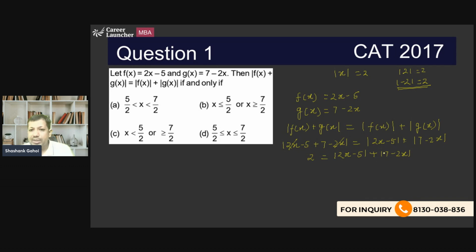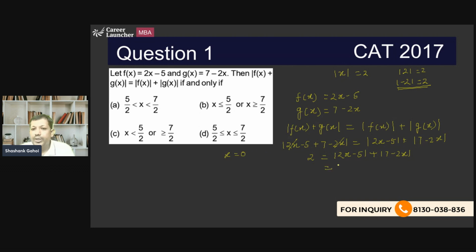Now, we haven't studied mod. Even if we have studied mod, this question is not going to be very easy. So everyone's stuck. What should we do in this question? I'm going to put x equal to 0. Why I'm putting x equal to 0, I'll explain that.